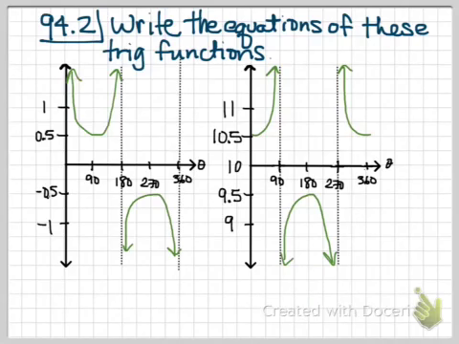Write the equations of these trig functions. So this is very similar to what we just looked at, but if you notice the axes are a little bit different. For the first problem, the max and mins are at 0.5 and negative 0.5. And for the second one, it's at 10.5 and 9.5. For the first graph, it's still centered at 0.